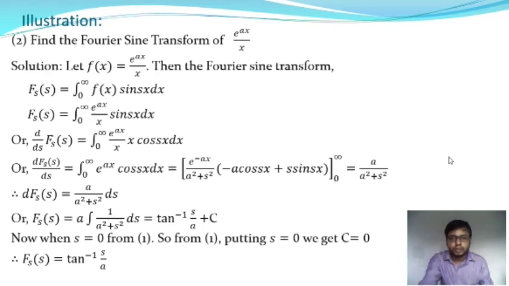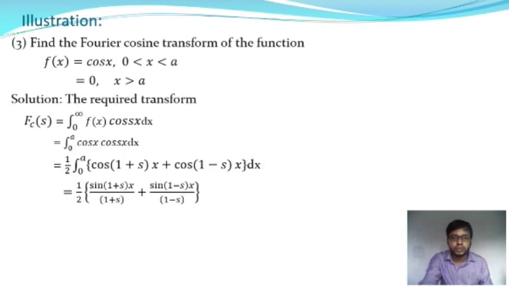Okay, after that we will take one example on the properties of Fourier transformation. So here is the example. Find the Fourier cosine transformation of the function f(x) equal to cos x, where x lies in the interval 0 to a, and it is equal to 0 when x is greater than a. The definition of Fourier cosine transformation, Fc of s, is defined as the integration from 0 to infinity of f(x) cos(sx) dx.